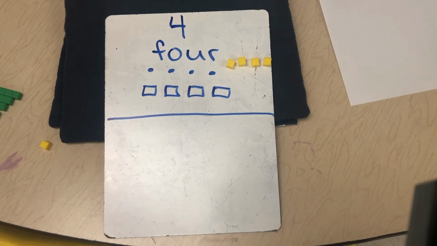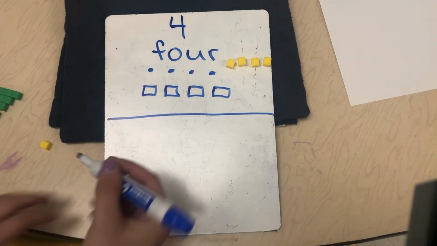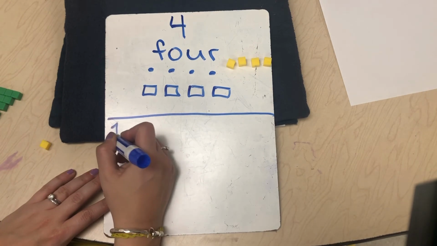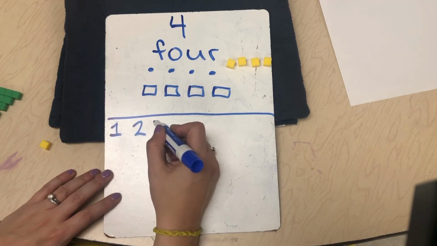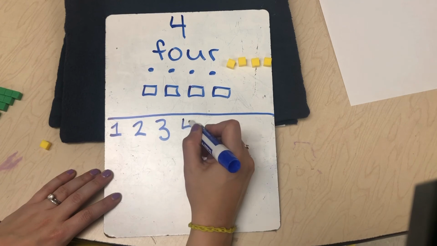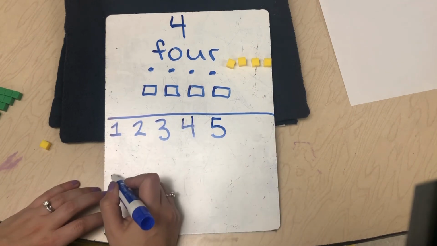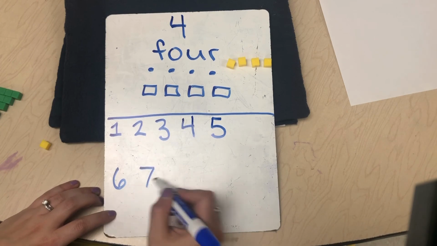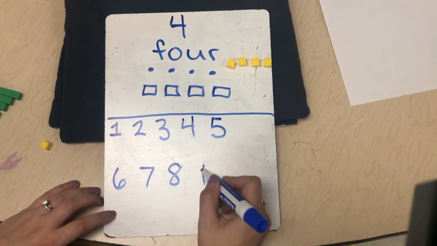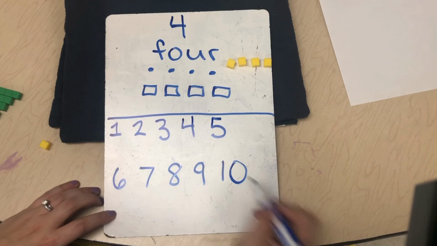On the bottom, we are going to count by 1 to 10. So we are going to count by 1 to 10, and you are going to encourage your child to recognize those numbers. So let me show you what I'm talking about there. So we're going to write 1, 2, 3, 4, 5, 6, 7, 8, 9, 10.